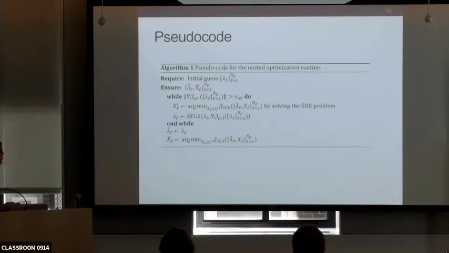So the pseudocode for the algorithm is really simple, which means that you just relax it. You get some initial condition, which might be important. I'm going to talk about that. And you fix lambda L, you get XL, you get the derivative for lambda L, and so on and so forth. Okay, any question?